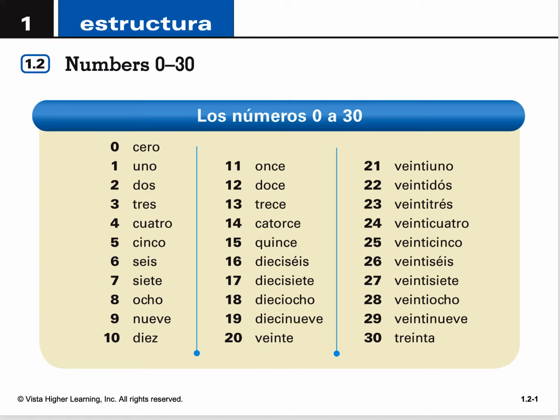But once I hit 20, look at the endings of what's behind the 20. 1, 2, 3. So I have 21, 22, 23. So all I'm doing is taking the word 20, which is veinte, changing the E to an I, and attaching the ending for what would be the singular numeral. This is the pattern we would follow all the way on up to 100.